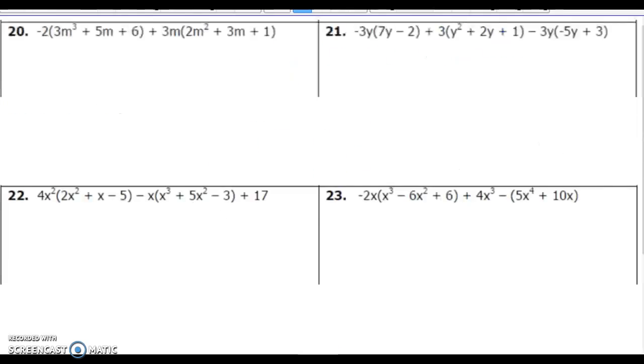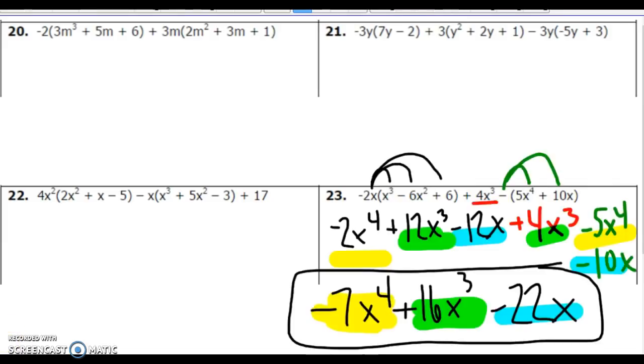All right, let's do one more. Oh my gosh, look at these. What in the world is going on? Basically what is going to happen here is you're going to have a whole bunch of stuff. If you want a challenge, you don't have to do this, but pause the video and try it. All right, there it is. So I got 2x to the 4th plus 12x to the 3rd minus 12x. Then just plus 4x to the 3rd. Then minus. This minus has to distribute through to everything. So minus 5x to the 4th minus 10x.